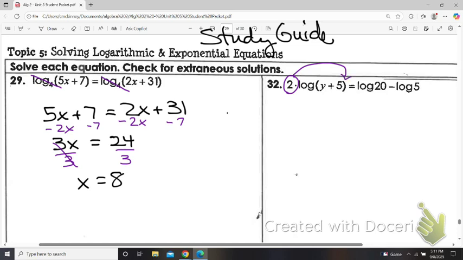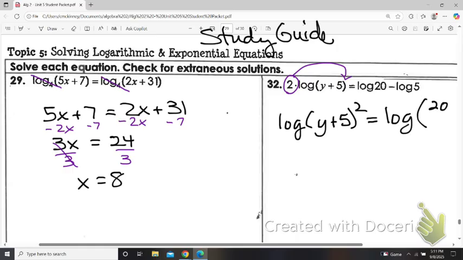Exponent, right? And then this is going to get divided. So we're going to do our condensing. We're going to condense over here. 20 divided by 5. Now we can drop those logs because there's only one on each side. It's called the one-to-one property. And now we're going to multiply out y plus 5 times y plus 5.